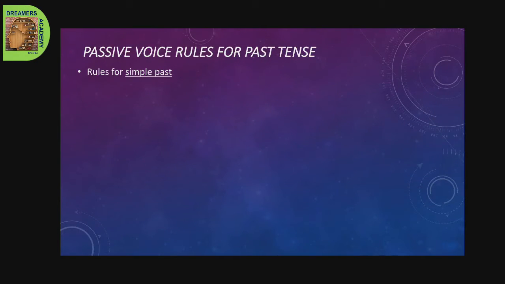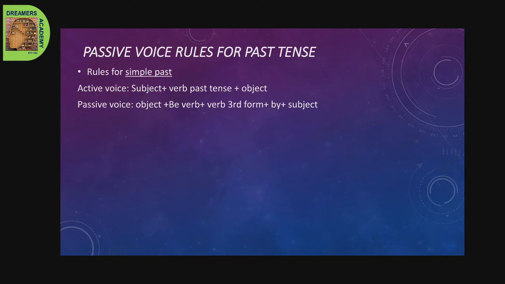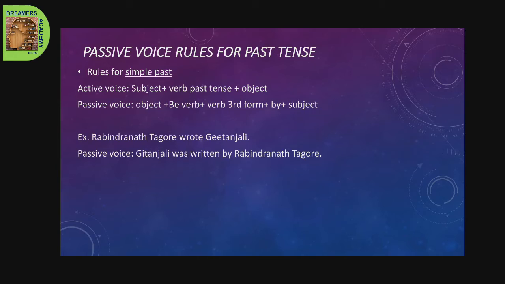Then go to past tense. The rule for simple past: the active voice rule is subject plus verb past tense plus object. Passive voice rule is object plus be verb plus verb third form, then by and the subject. Rabindranath Tagore wrote Gitanjali. It will be Gitanjali was written by Rabindranath Tagore. And we use the be verb according to the subject of the passive voice. The object of the active voice will be the subject of the passive voice.